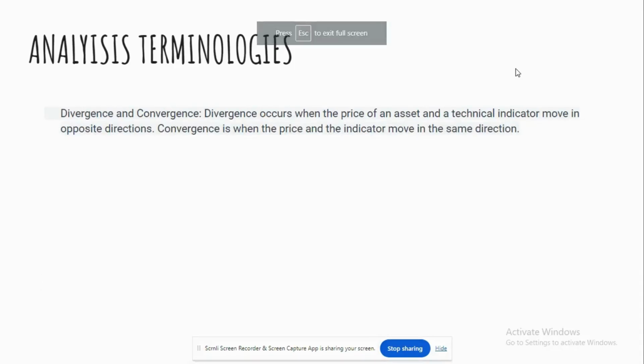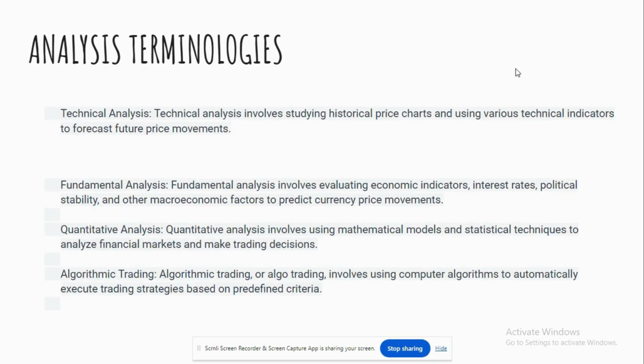Let's proceed to the next one, which is divergence and convergence. Divergence occurs when price of an asset and a technical indicator move in opposite directions. I don't want to really get into technical indicators for now, but it's good you get to understand what it says. And convergence is when the price and the indicator move in the same direction. I don't really have an indicator I can use to show that one to you, but it's all right. Now let's get to technical analysis.